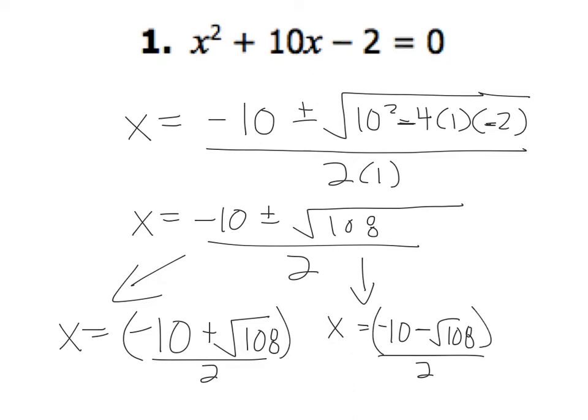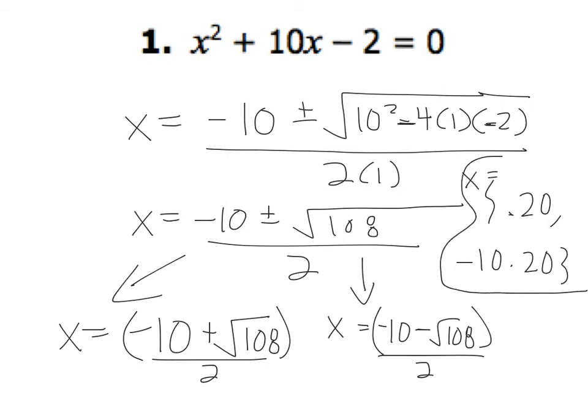Be careful when you tell your calculator to do this. Make sure you're being very precise here. For your answer, you should get curly brackets. We've got 0.20 as one of our zeros and negative 10.20. So we've got 2 solutions here. Verify it on your calculator. Make sure you're doing it right here.